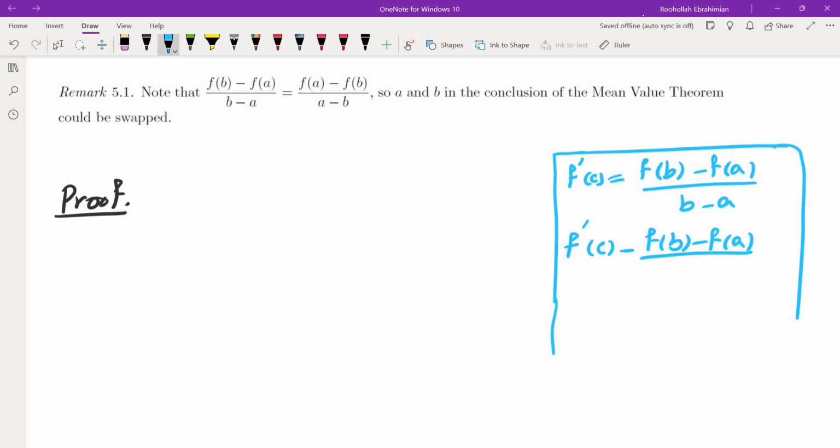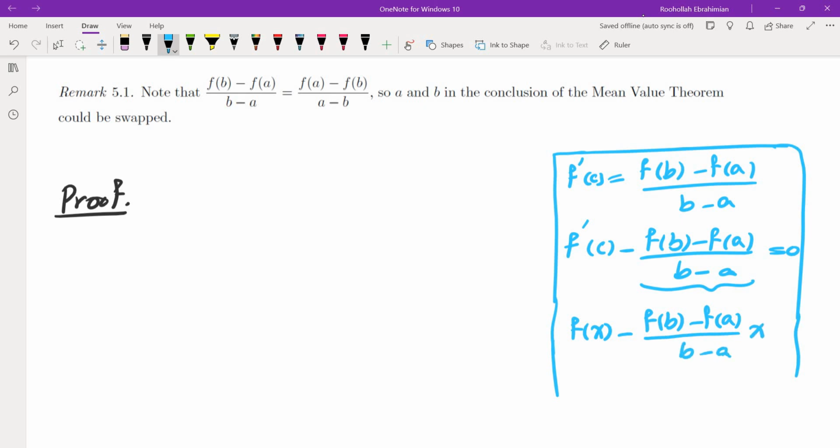So the question is, can I write down this constant as the derivative of something? And the answer is, if you put an x in front of it. So look at this function, f of x minus f of b minus f of a over b minus a times x. If you differentiate this function, you get the top one. So in order to be able to use Rolle's theorem, we need to show this function satisfies the two conditions, or I guess the three conditions.